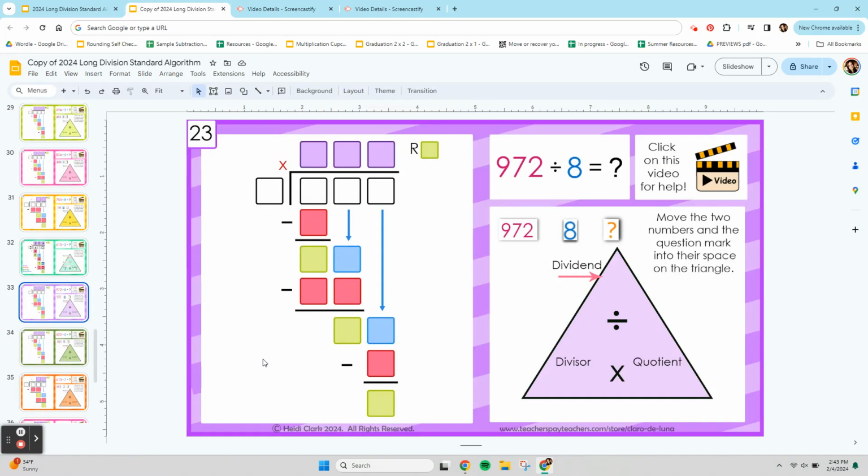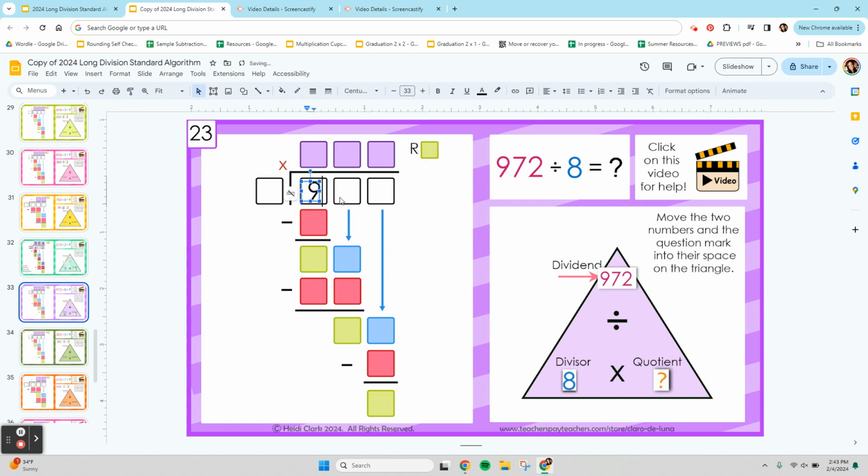Hi everybody, this is Mrs. Clark, and we're going to do 972 divided by 8. Our answer is called the quotient, and that's when we divide this number among 8, how many are in each group. And it won't divide in perfectly, so there will be a remainder.